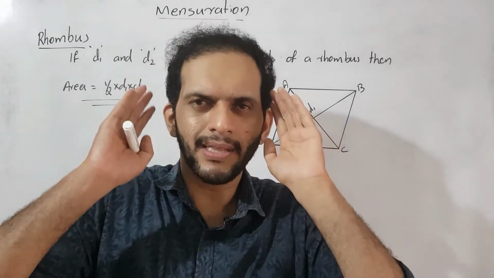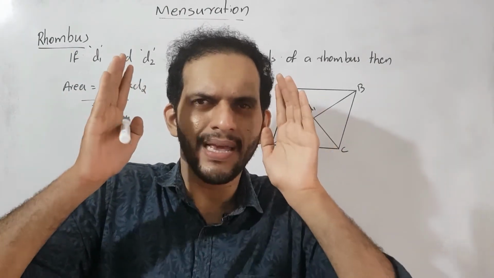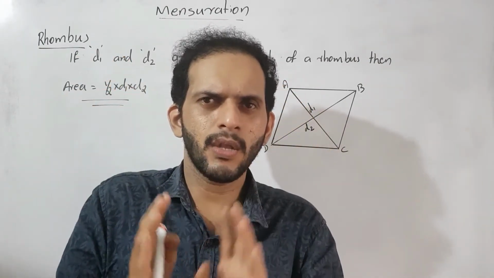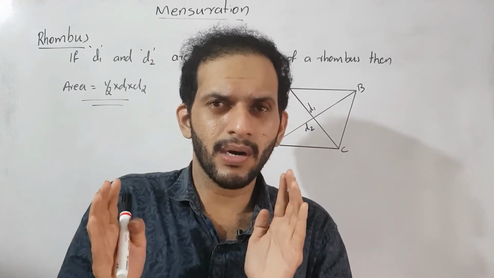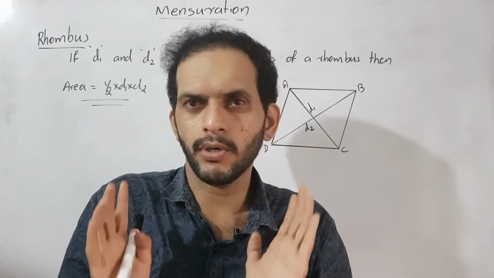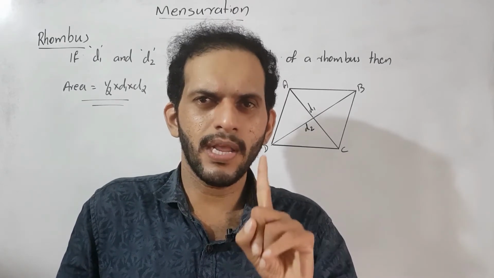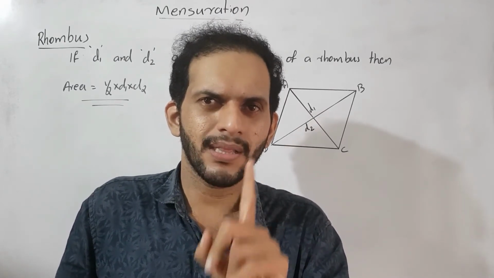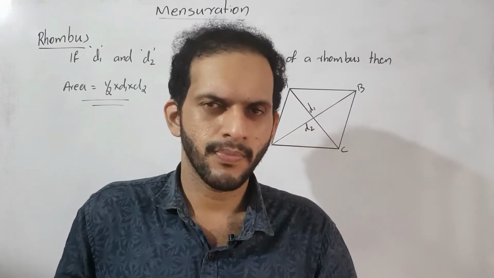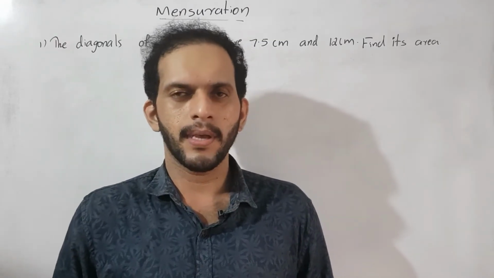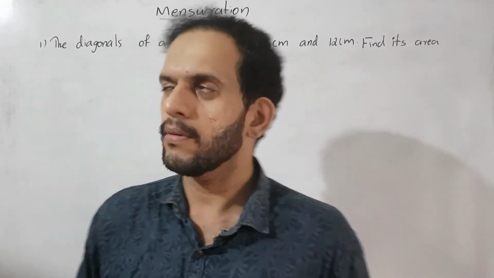Okay, don't forget the idea. For finding the area of a rhombus, we need only two things. What are they? Two diagonal measurements. So the equation is half into d1 into d2. d1 and d2 are denoting the diagonals of the rhombus. Clear? The first application of the area of a rhombus is like this.